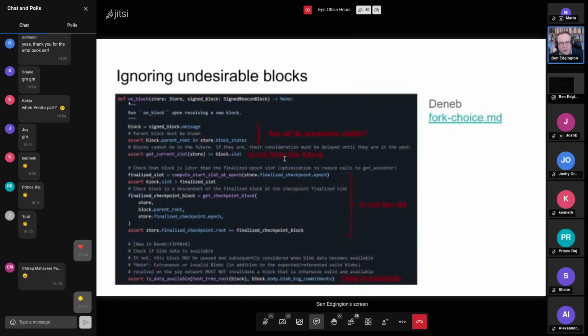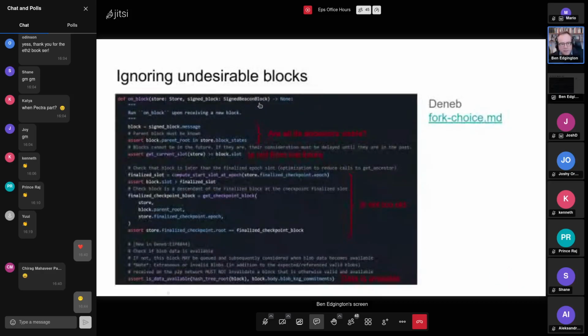And this is handled in the on-block handler. We needn't go into all the detail, but we check whether all its ancestors are there, check it's not from the future, check it's not too old. This is an optimization. Check the data is available. The next bit of code checks that the state transition function is correct, and so on. But this is where we filter out the undesirable blocks before they even get into the store, so we don't have to filter them later.